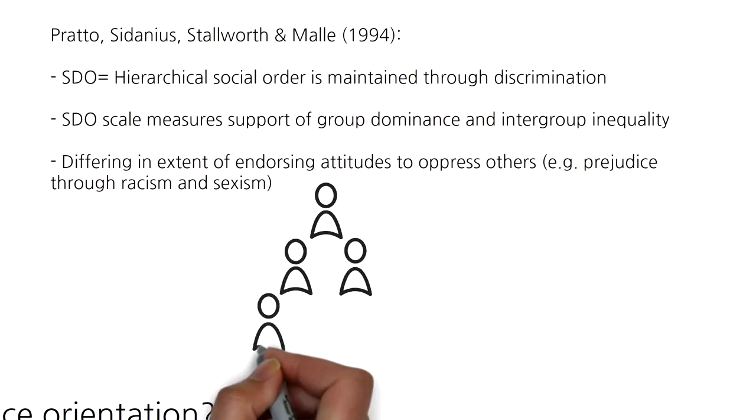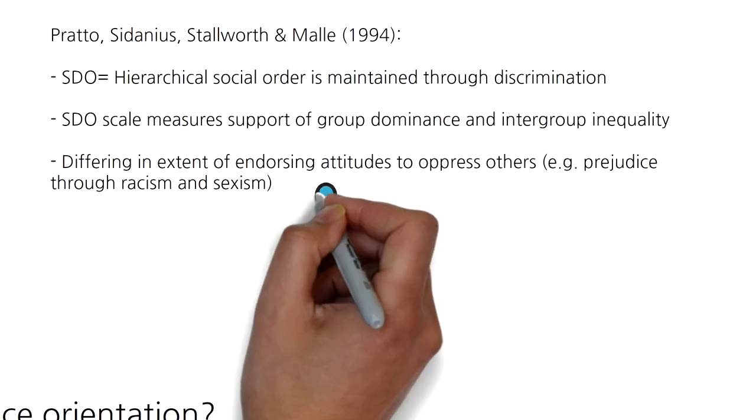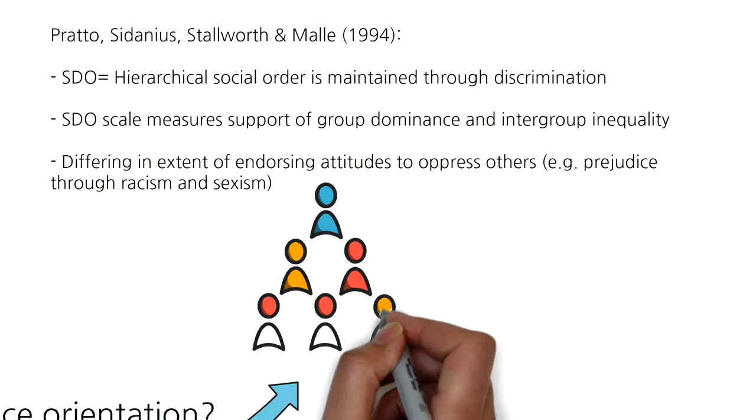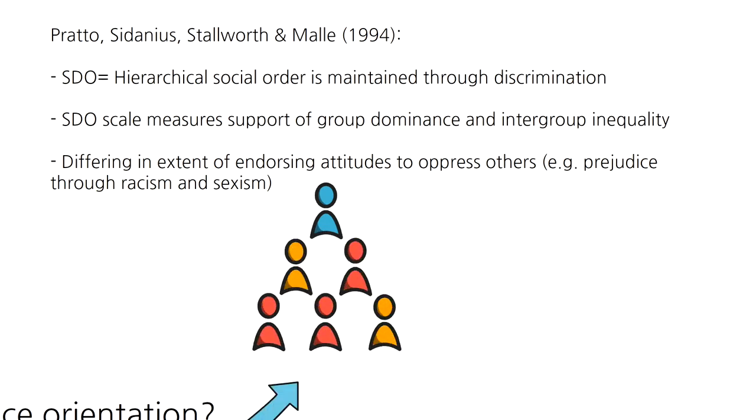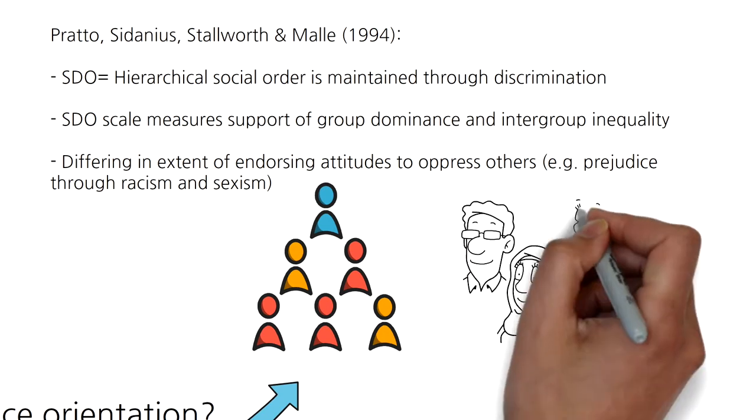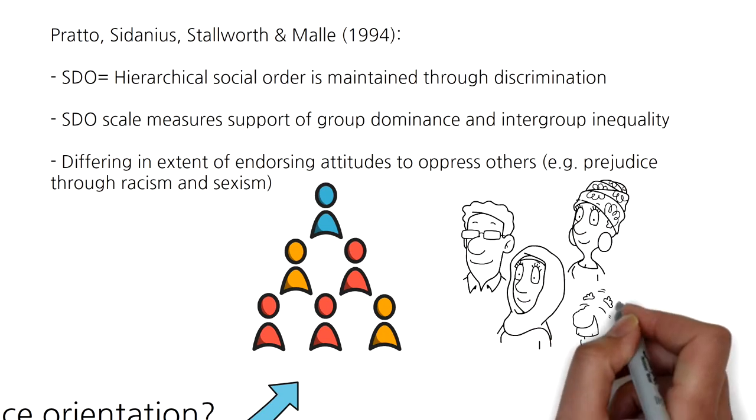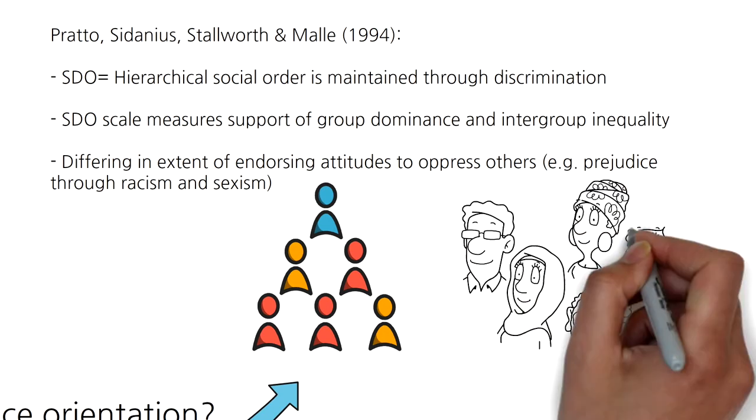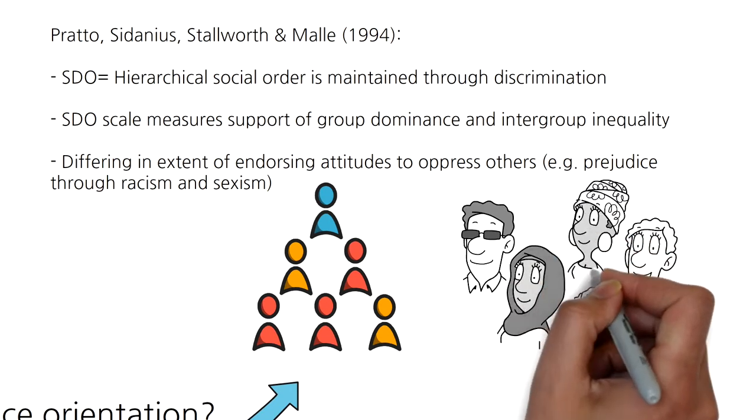Justifying group inequality and the oppression of some groups by others can be seen as legitimizing myths. Examples of hierarchy enhancing and legitimizing myths can be seen within prejudice types, so this would include racism and sexism, for example, and also the ideology of meritocracy.